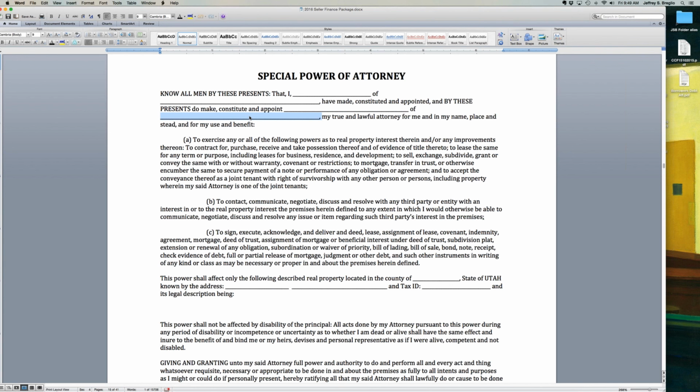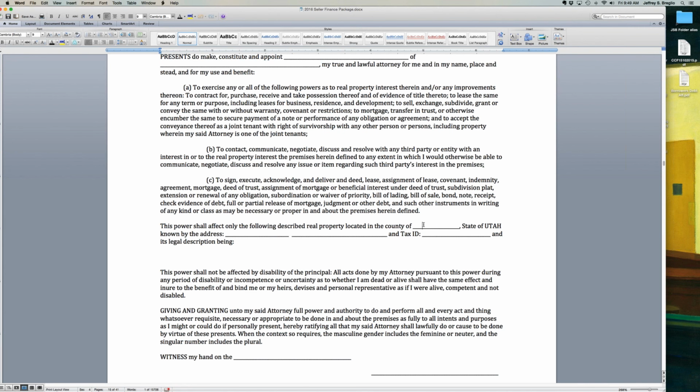Okay, if there are two people on a mortgage, like a husband and wife, do this form for both husband and wife. Okay, so you'll need two of these. Okay, and then down here, in the county of, that's where you put the county. We'll assume it's in the state of Utah. Known by, this is the street address. This is the tax ID. And right in here, you fill in the legal description.